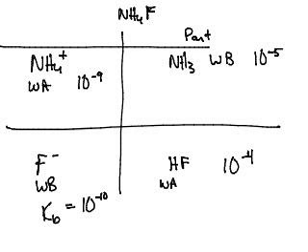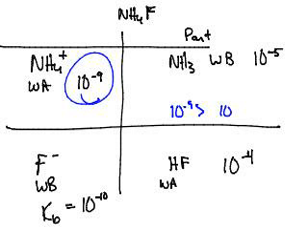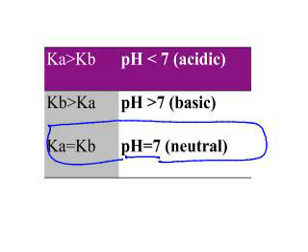So who wins here? The ammonium wins. 10 to the minus 9 is bigger than 10 to the minus 10. So therefore, the acid wins, and this would be acidic. If we go back to our chart here, the Ka wins, and therefore it's acidic. There you have it.